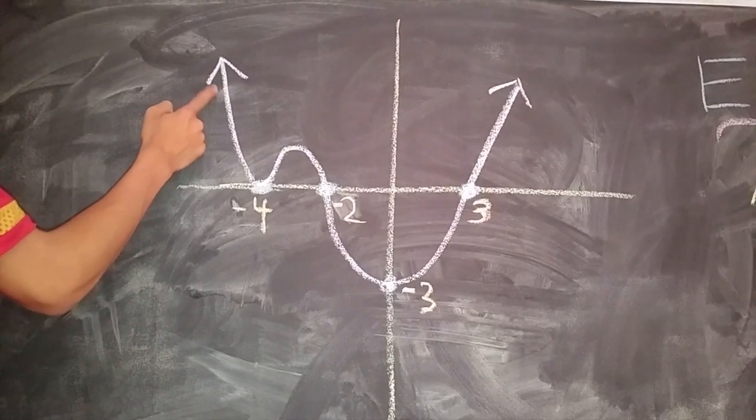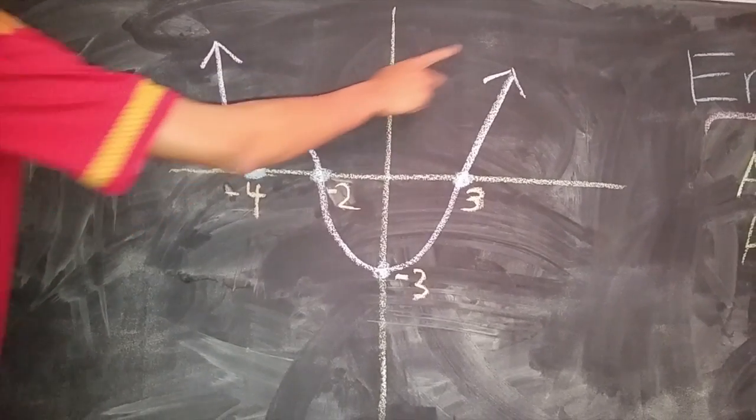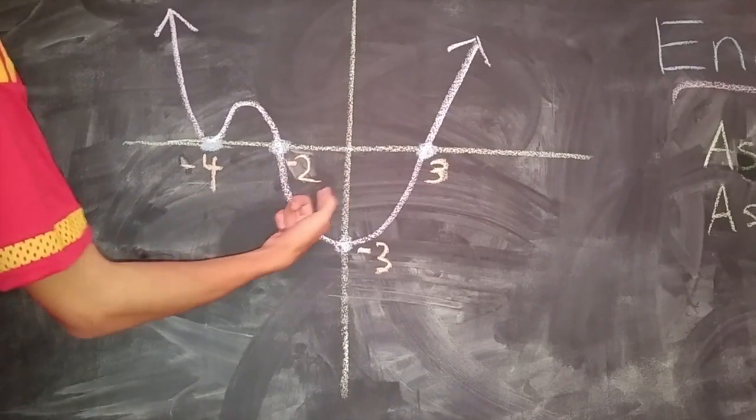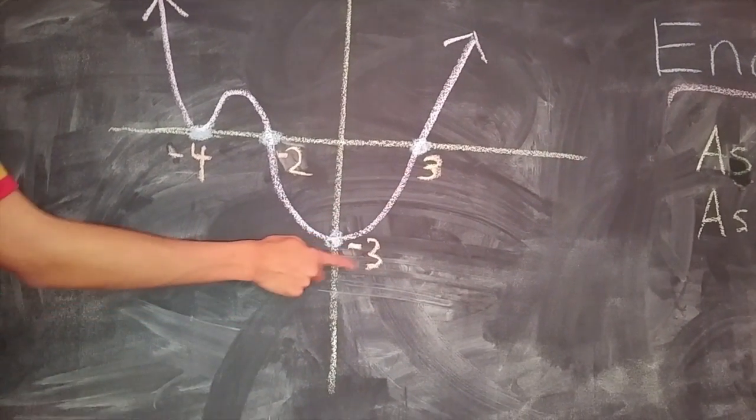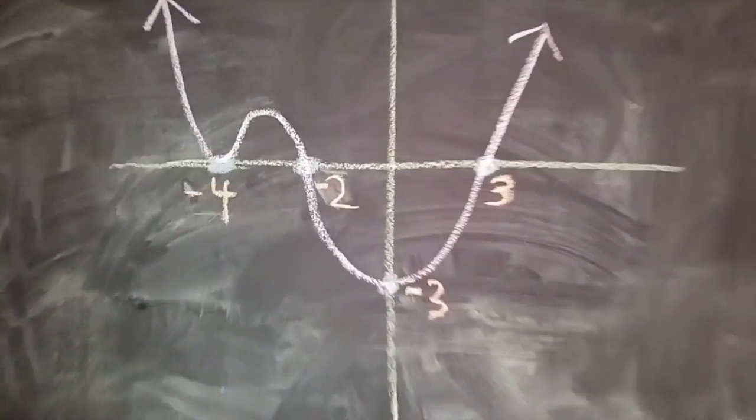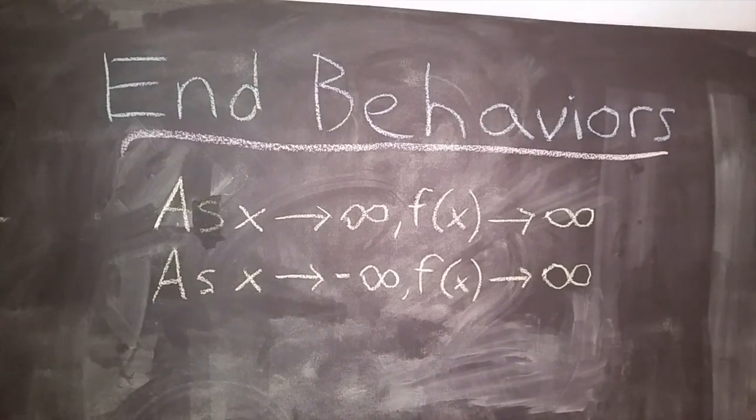Alright, what's good, what's good? So pretty much here you got your even degree with a positive leading coefficient with roots at -4, -2, and 3, and a y-intercept of -3. And as well, the root of -4 has a multiplicity of 2. Alright fam, let's get it.